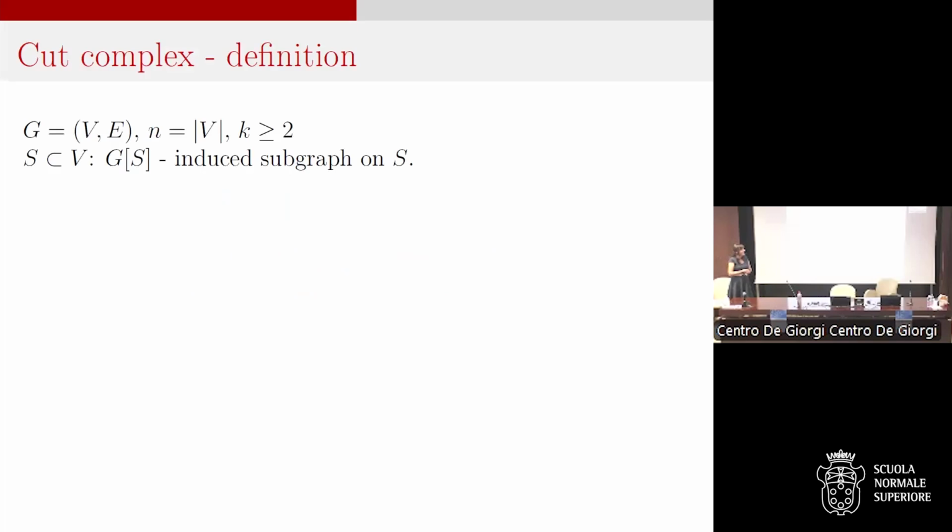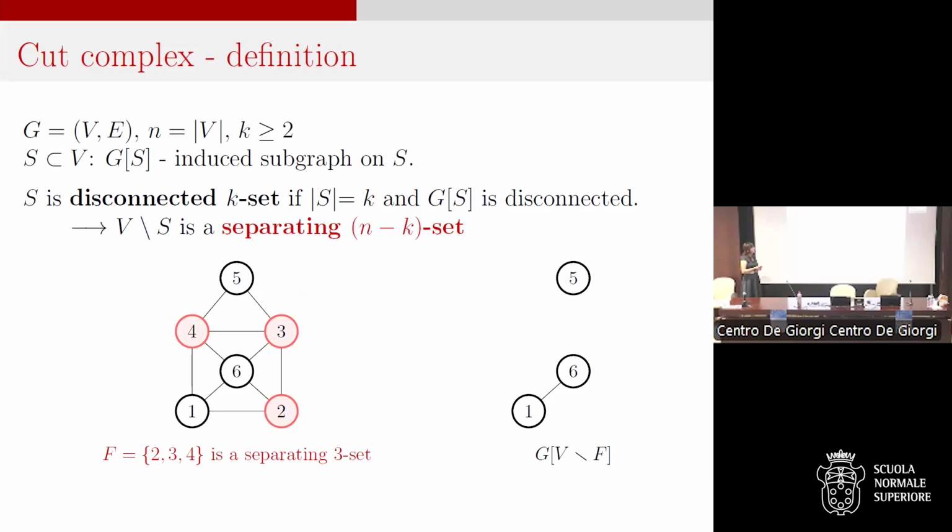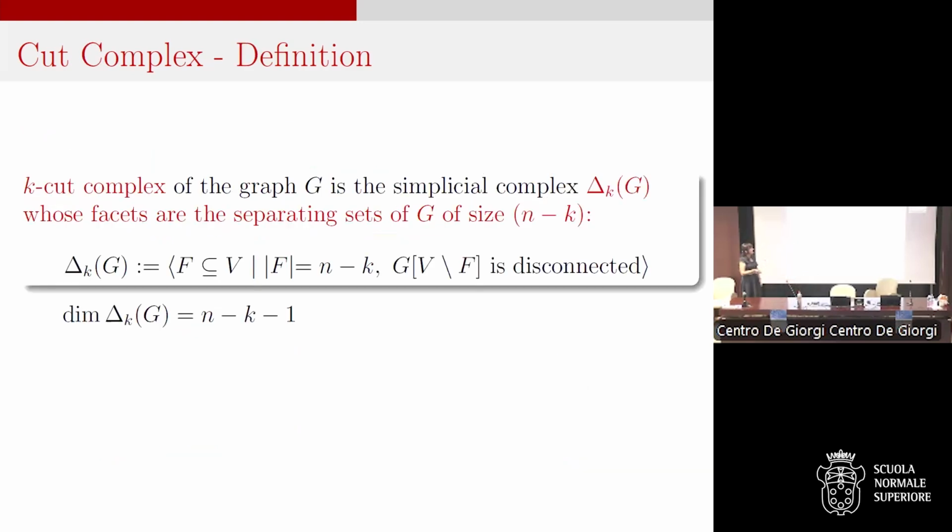Okay, cut complexes. Let's define them. Okay, I have a graph, and this is just a notation for a subgraph. And I'm going to need these two terms: disconnected k-sets is just disconnected, and I'm going to need to call them somehow. The rest, well, I have some disconnected part, and the rest I'm going to call the separating part, because when I remove it, the rest is disconnected. For example, here, this red set is a separating set because the remaining part is disconnected now. Okay, so my k-cut complex for some k, at least 2, is the simplicial complex whose facets are the separating sets of size n minus k.